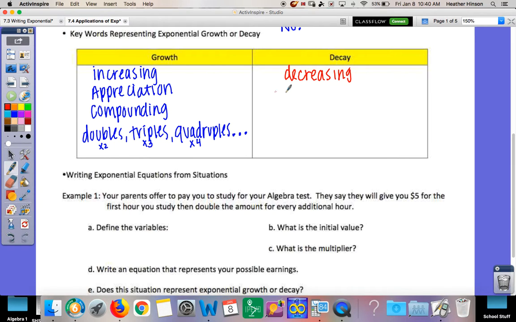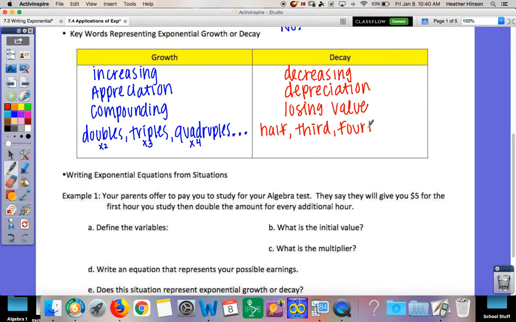Opposite of appreciation is depreciation. Then you got losing value. And then multiplication words here, like taking a half or a third, a 1/4, 1/5, 1/6, any of those fraction words. So taking a half, a third, a fourth, anything like that. These are the words that are going to tell you if your problem is growth or decay.